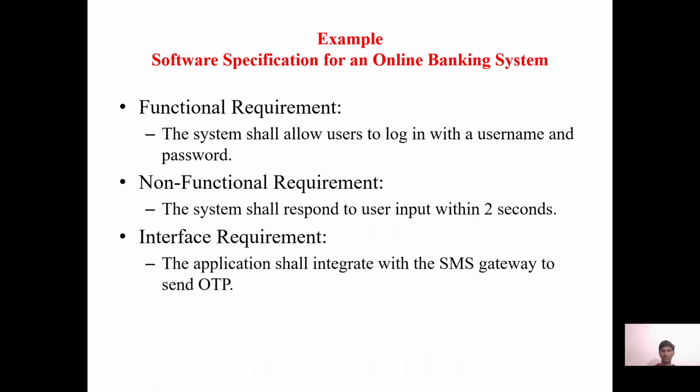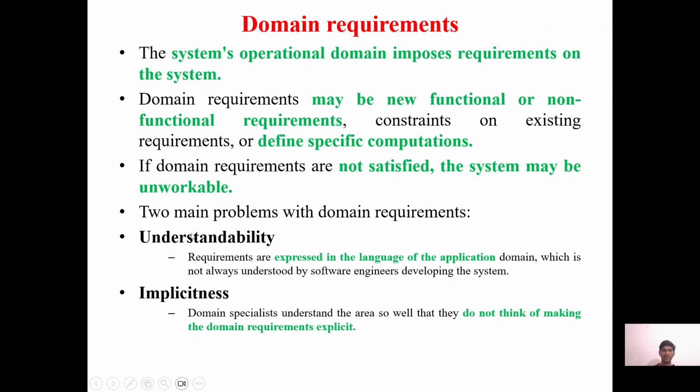software specification. In software specification, normally you have three types. One is functional, non-functional, and interface, sometimes called domain requirement. Here functional and non-functional requirements are very important in this type. Next is domain requirement. The domain requirements may be new functional or non-functional requirement constraints on existing requirements or define specific computation. If domain requirements are not satisfied, the system may not be workable, or it is unworkable.